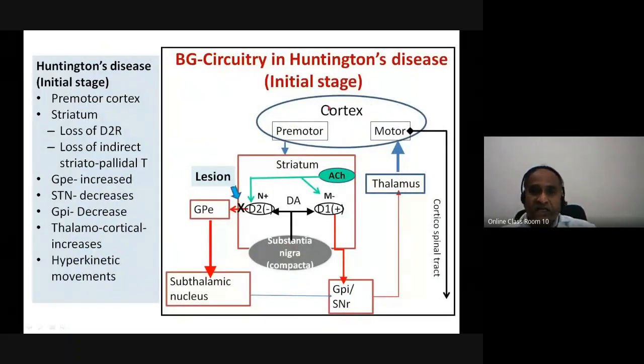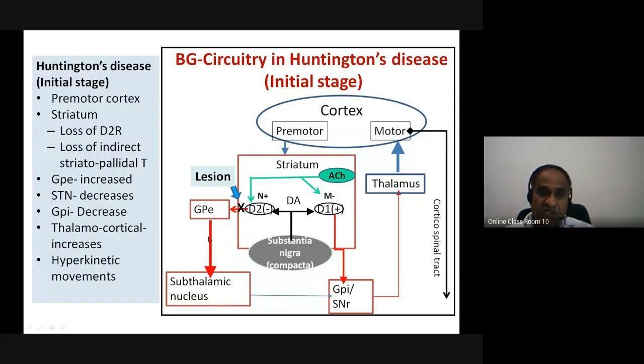Now, in case of Huntington disease, in the initial stages, what happens? There is a loss of D2 receptors or the GABAergic neurons in this pathway. That means this is an indirect pathway. This is the striatum and the pallidum, the globus pallidus externa. This pathway is defective here. So it is diminished, or there is an involvement, loss of these things. Either the D2 receptors are lost, or GABAergic neurons are lost. Now what happens? Input to the GPE is diminished.